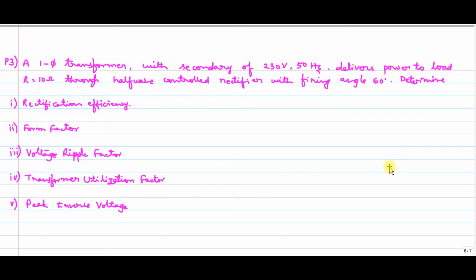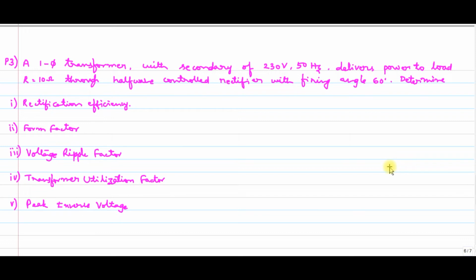Now let's understand the problem. It is a simple transformer, and the secondary is connected to one half-wave controlled rectifier. That means one resistor will be there and it is connected to load R equal to 10 ohm. It's very simple, so let's see how we have to deal with it.